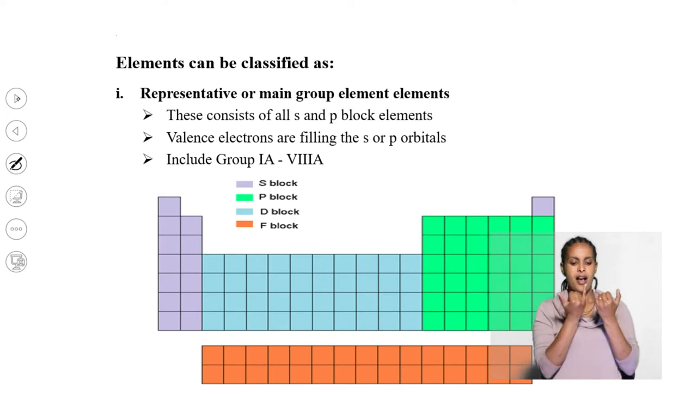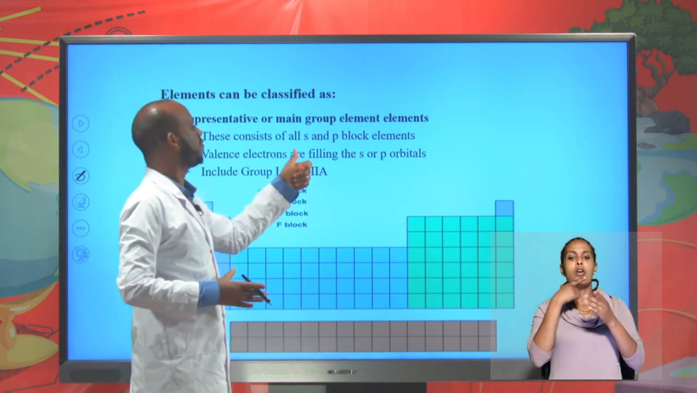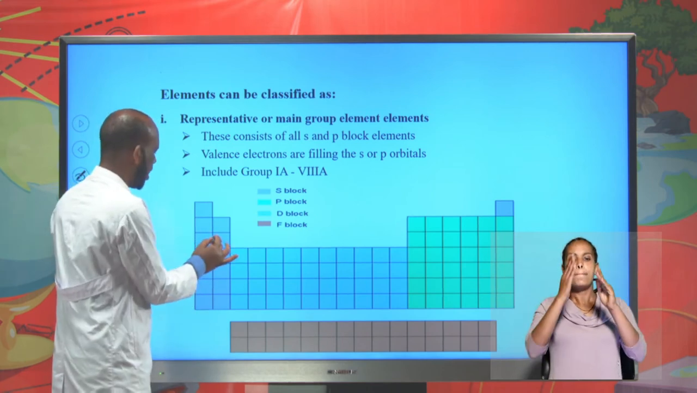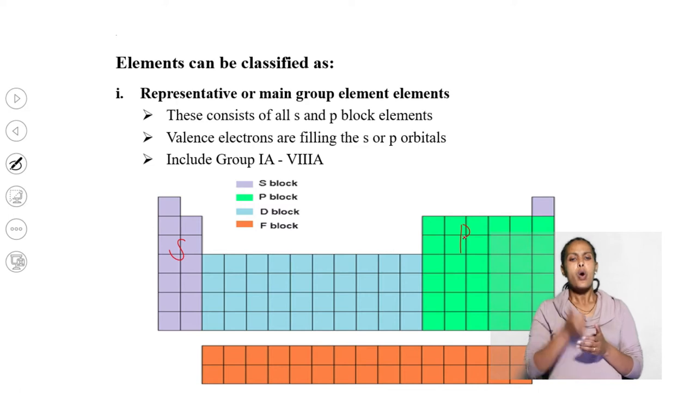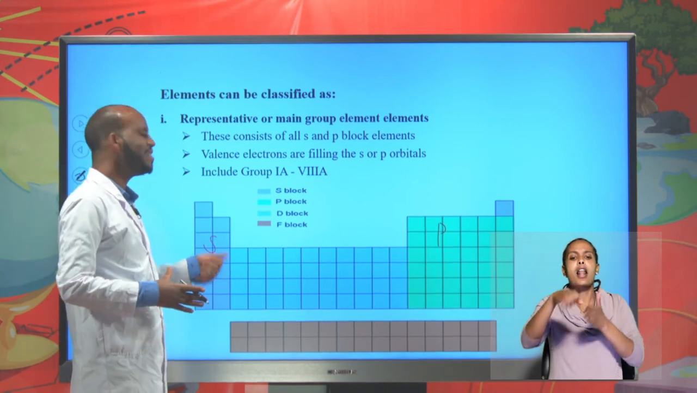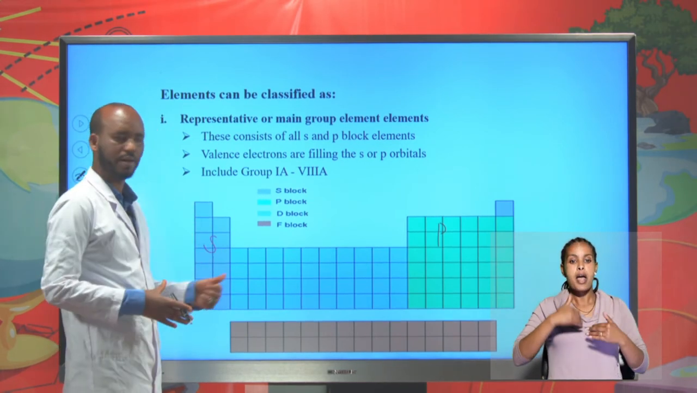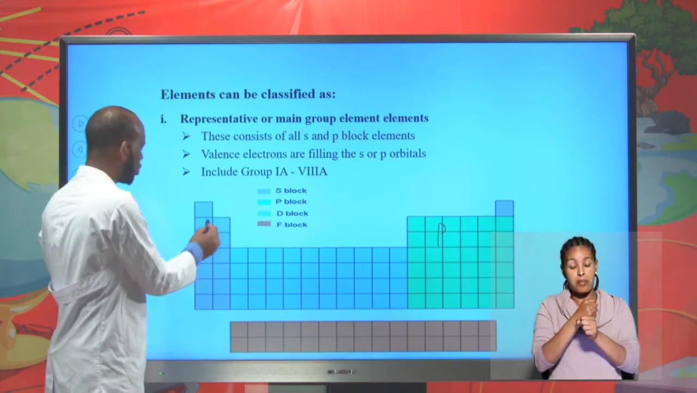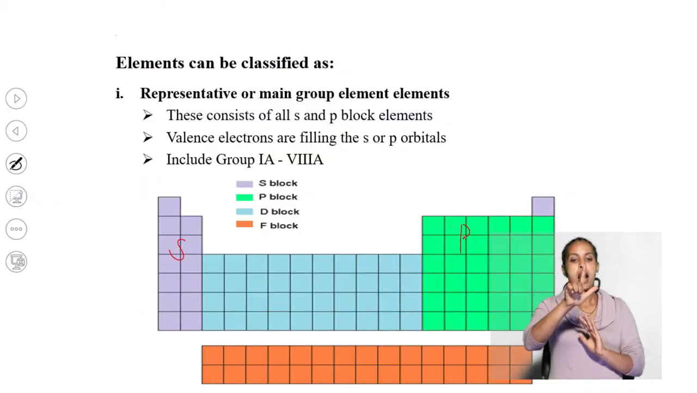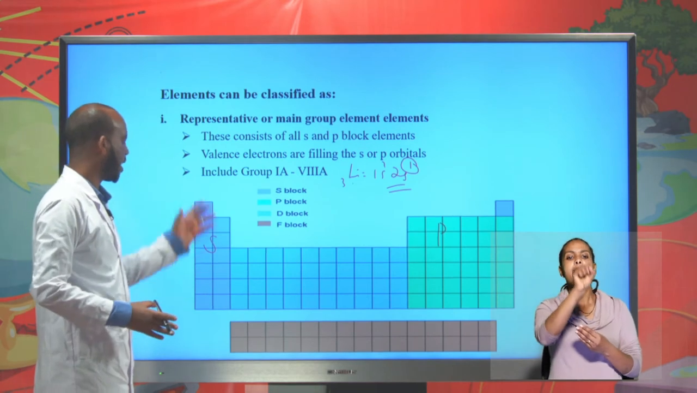Elements can be classified as representative or main group elements. These consist of all s and p block elements. Why are they called s block elements? Because their last electron, their valence electron, enters the s orbital. Take one of the s block elements, lithium with atomic number 3. Its electronic configuration is 1s2, 2s1. Its last electron falls onto the s subshell. Therefore, lithium is an s block element.